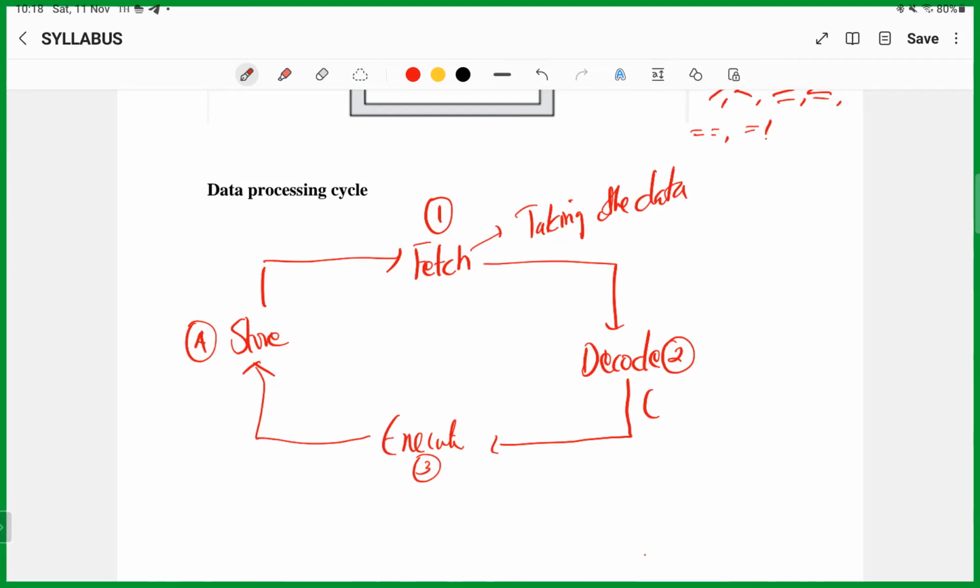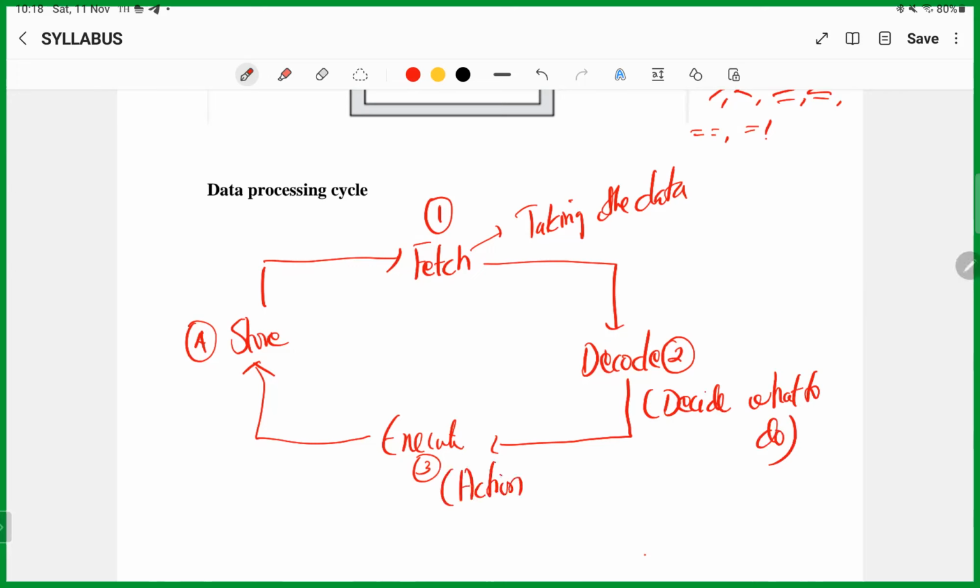It has to decode, right? It decodes the different kinds of information in it and has to decide what to do with it. So basically decode is nothing but decide what to do. Whatever data it takes, it has to decide what to do. And once it decides what to do, it has to take action.